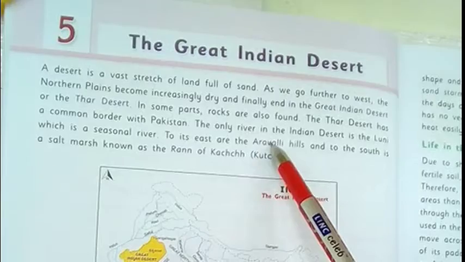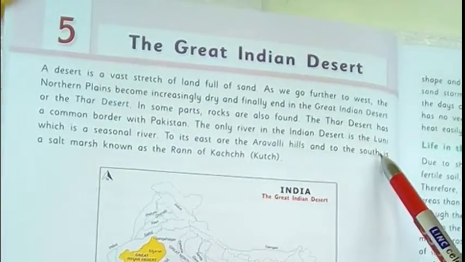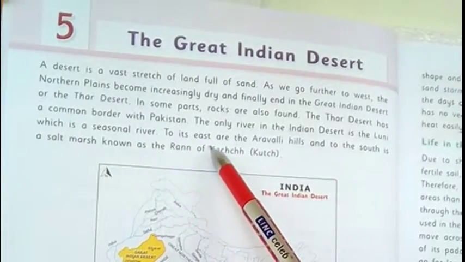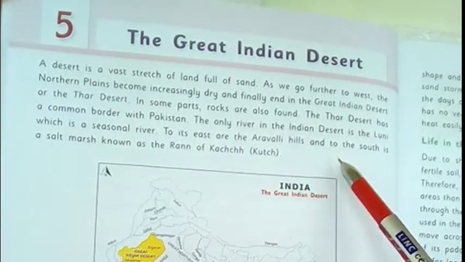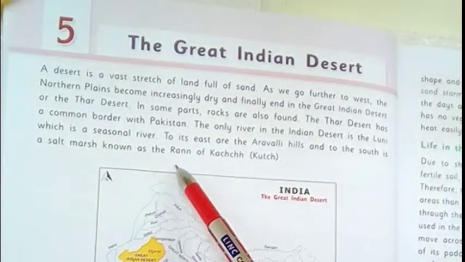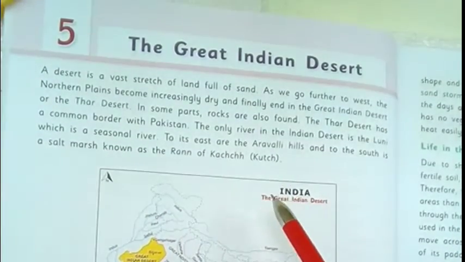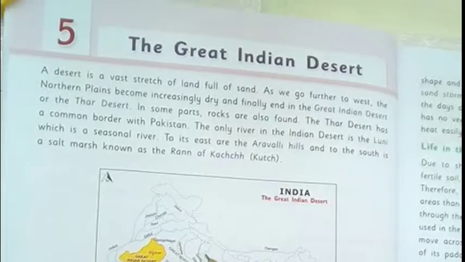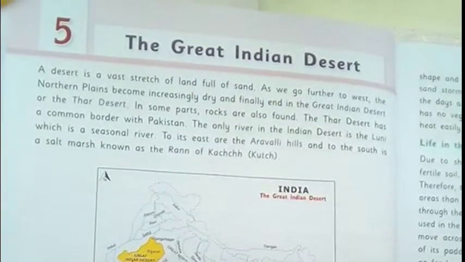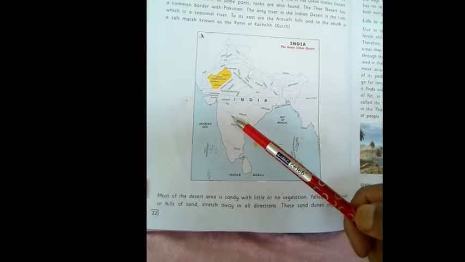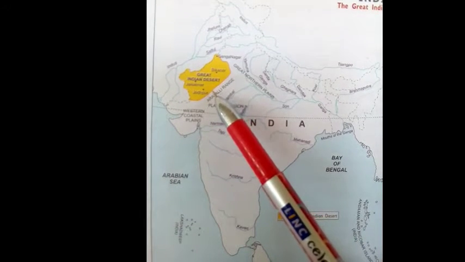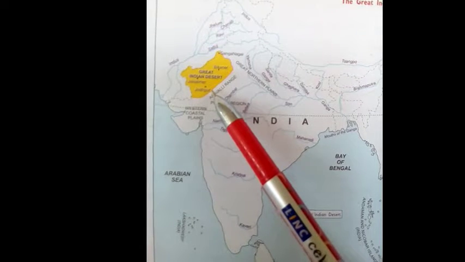The only river in the Indian desert is the Luni, which is a seasonal river. To its east are the Aravalli Hills, and to the south is a salt marsh known as the Rann of Kutch. And on this map, I'll show you the Indian desert of our country. Now here is the Great Indian Desert in Rajasthan.